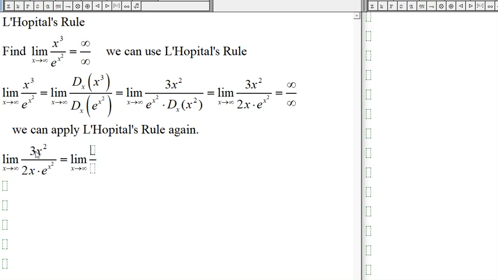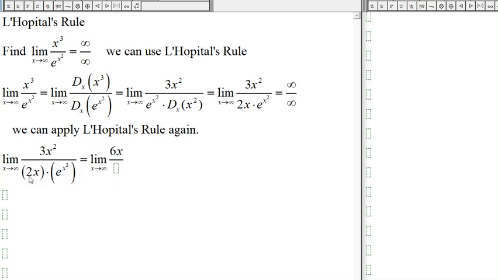Now we just take the derivative of the top, 3 times 2x, which is 6x. And in the denominator here, we have a quantity, the product of 2x and e to the x squared. So let's put the parentheses here so we can see that it's a product.